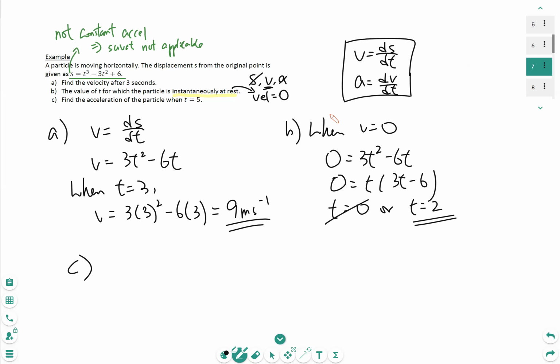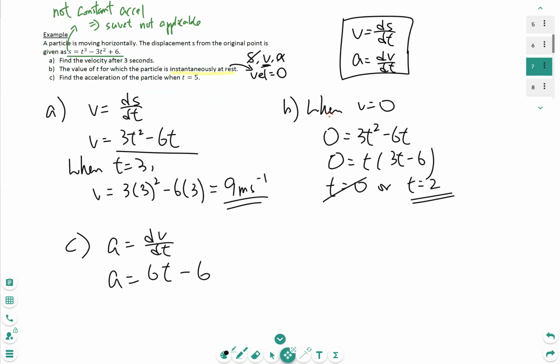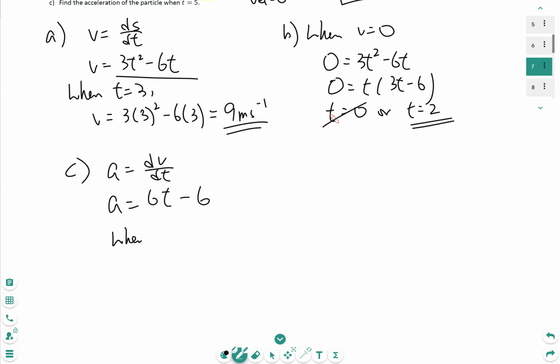Part C, find the acceleration of the particle when t equals 5. To find the acceleration, we can use a equals dv by dt, so we differentiate v. Make sure you don't differentiate the wrong equation. Differentiating 3t squared minus 6t gives 6t minus 6. When t equals 5, acceleration equals 6 times 5 minus 6, which is 24 meters per second squared. Hopefully that's not too difficult.